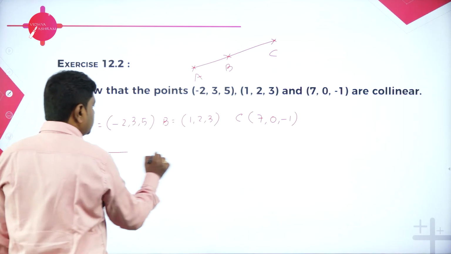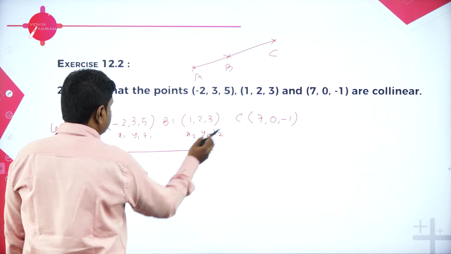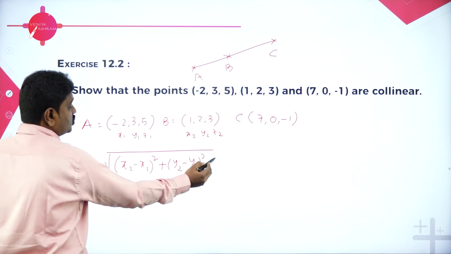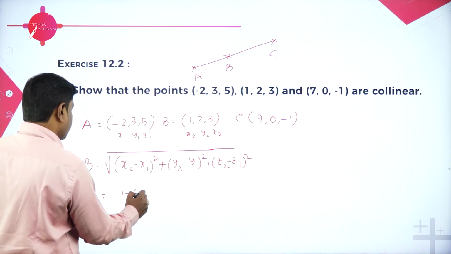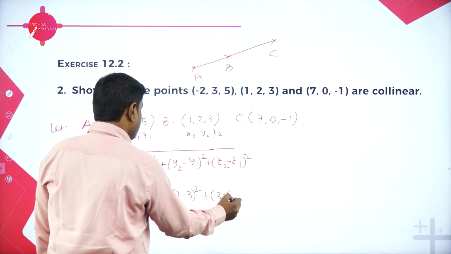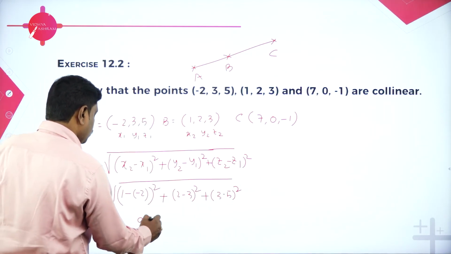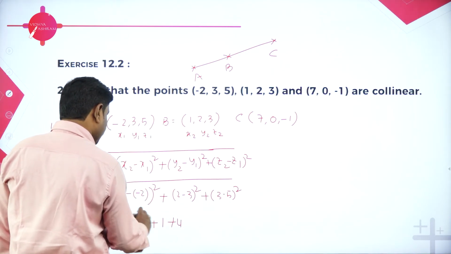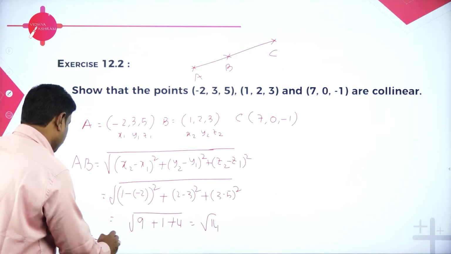How to find AB? Again apply the distance formula. Call the first point x1, y1, z1 and the second x2, y2, z2. What is the distance between 2 points? Root of x2 minus x1 the whole square plus y2 minus y1 the whole square plus z2 minus z1 the whole square. Further simplify: 1 minus of minus 2 the whole square plus 2 minus 3 the whole square plus 3 minus 5 the whole square, under the root. That is 1 plus 3, 3 square 9, 2 minus 3 is minus 1, square 1, plus 3 minus 5 is minus 2, the whole square becomes plus 4, root 14. You got AB as root 14. One of the sides, one length, you got root 14.